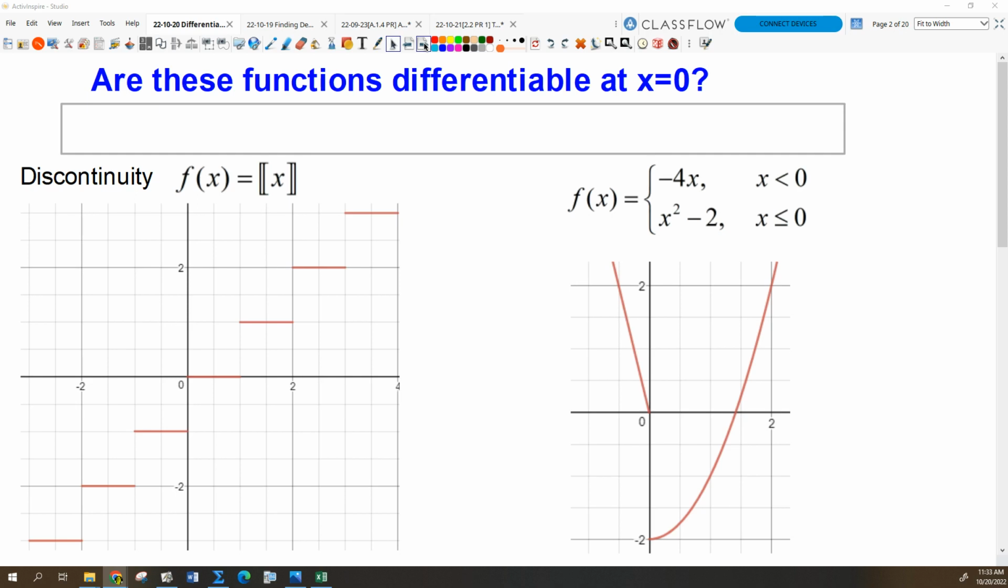Now, you could conceivably have, and this is a question that sometimes comes up, what if this red line did this instead? So the slopes from the left and the right are both 0, right? But because it's discontinuous, the derivative does not exist.